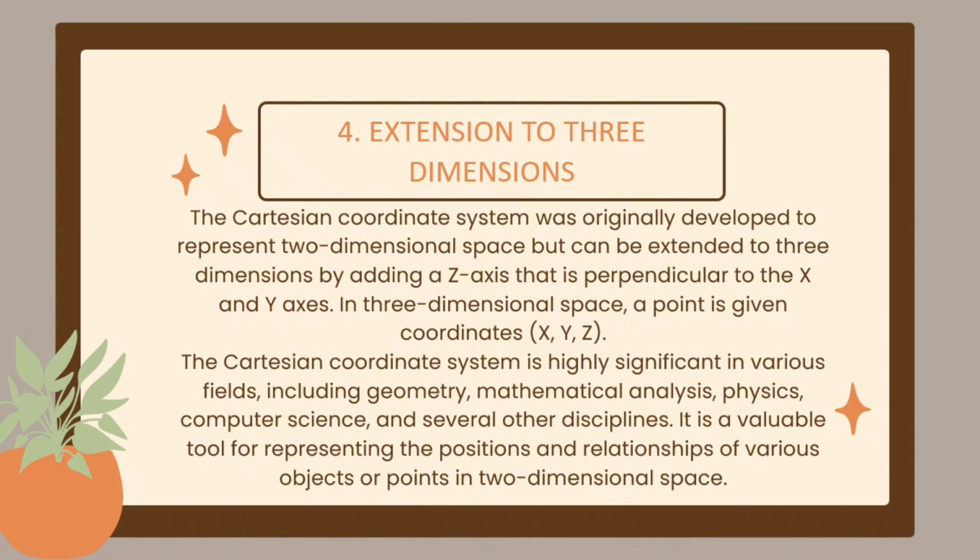For extension to 3 dimensions, the Cartesian coordinate system was originally developed to represent 2-dimensional space but can be extended to three dimensions by adding a z-axis that is perpendicular to the x and y axes. In 3-dimensional space, a point is given coordinates x, y, z.